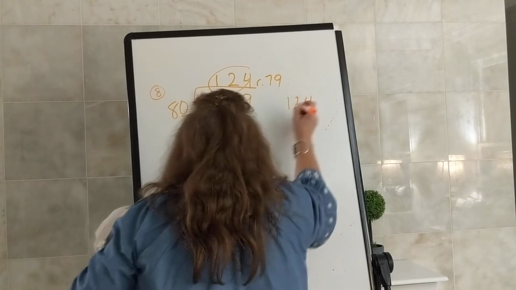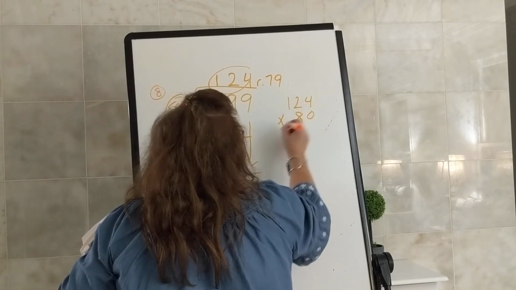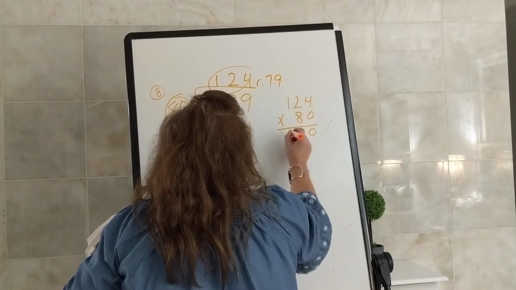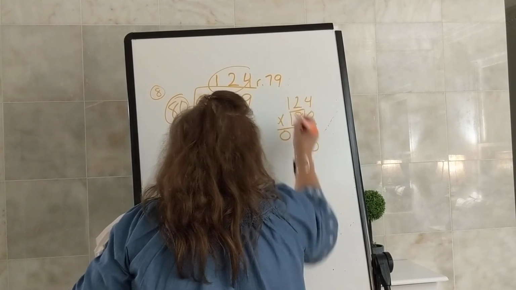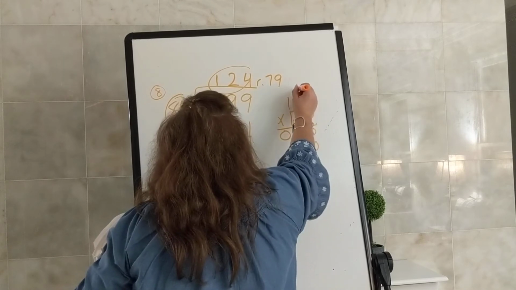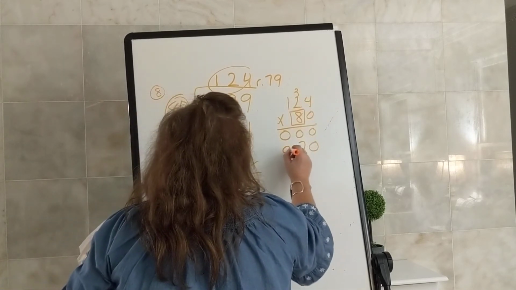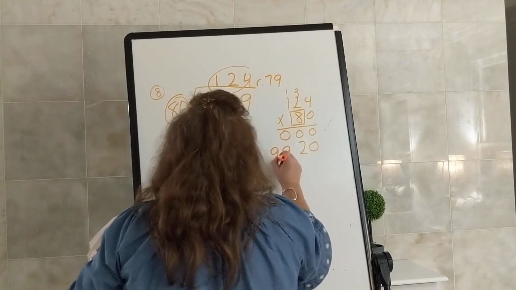124, times our divisor, 80. 4 times 0 is 0, 2 times 0 is 0, 1 times 0 is 0. We put a 0 in the ones place, and now we're ready to multiply by the 8. 4 times 8 is 32, put 2 down, carry the 3. 2 times 8 is 16, plus 3 is 19, put 9 down, carry the 1. 1 times 8 is 8, plus 1 is 9.